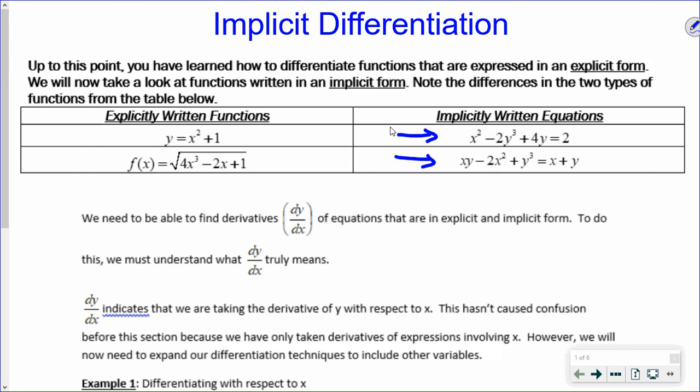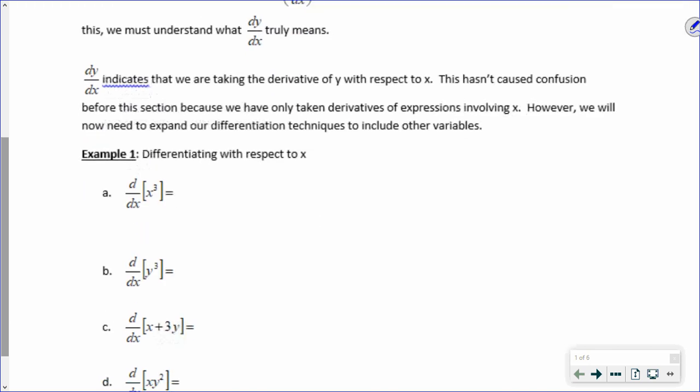Okay, so let's just talk about that first. Dy over dx indicates that we are taking the derivative of y with respect to x. Now, so far, this hasn't caused any confusion because we've only taken derivatives of expressions involving x. But we need to be able to expand our differentiation techniques to include other variables, okay? Especially when we get to some real-world problems where we're going to be dealing with other variables like v for volume and t for time and things like that, okay?